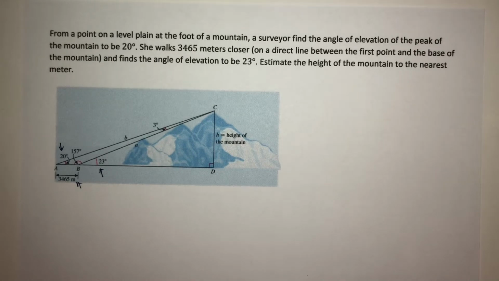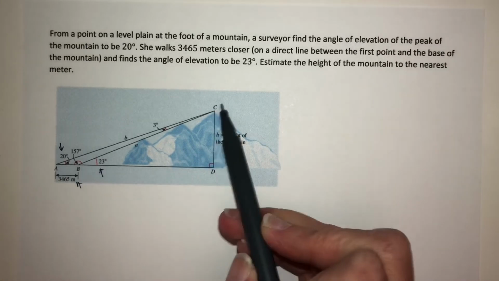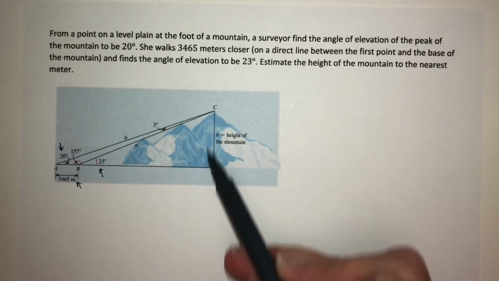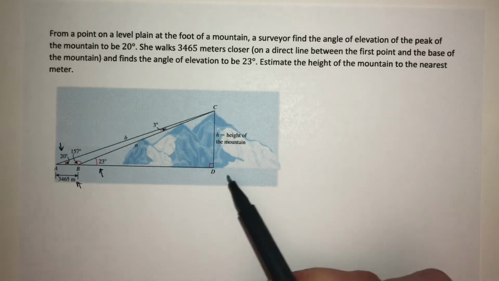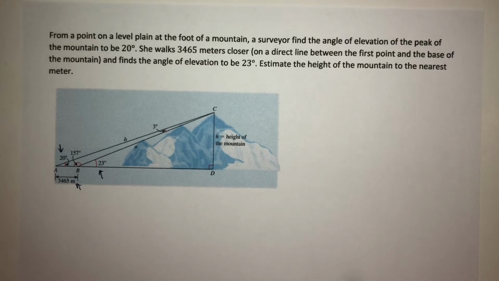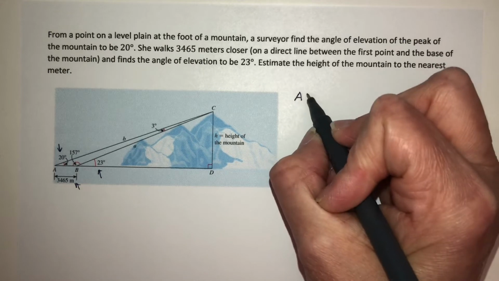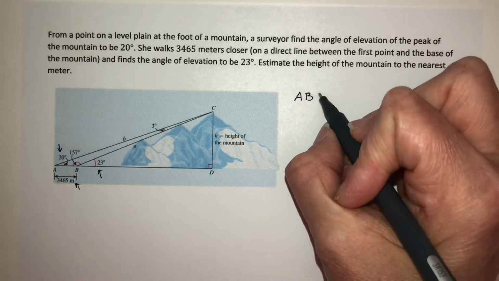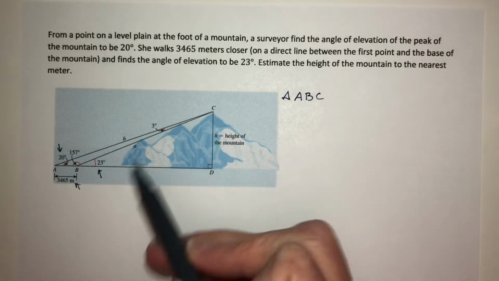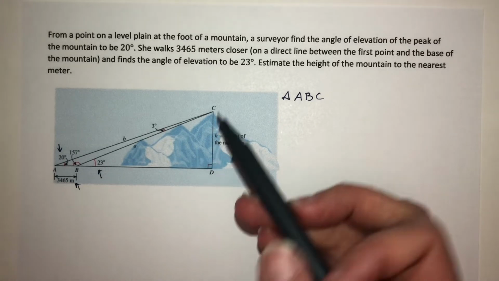Okay, so we have two triangles here. Well, actually 3. We have ABC, that little sliver there. We have CBD, which is this right triangle here. And we have CAD, which is another right triangle. What I'm going to do first is concentrate on triangle ABC, this tiny little sliver of a triangle. And what I want to find is A.